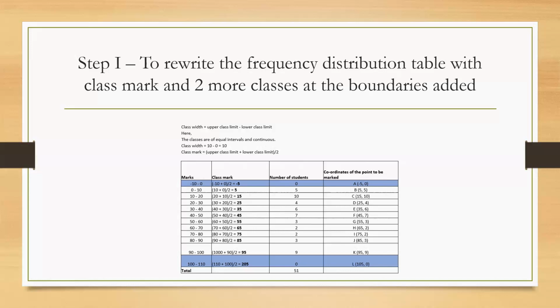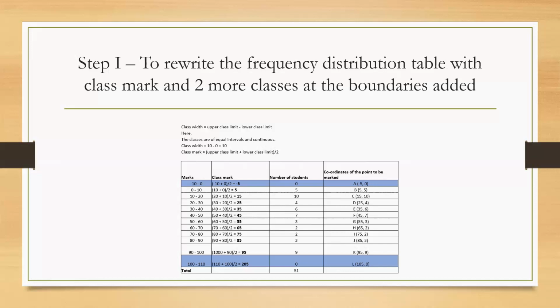The second step is to calculate the class mark for each class interval. How do we calculate the class mark? Class mark is equal to upper class limit plus lower class limit upon 2. Here, the calculation of the class mark for each class interval has been shown. So, class mark is calculated.